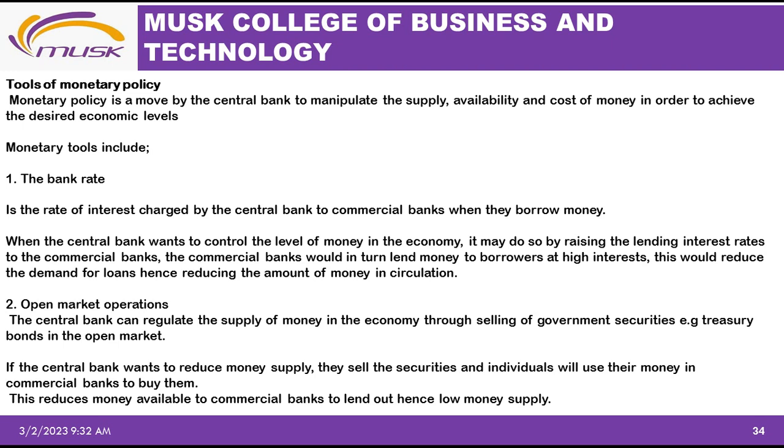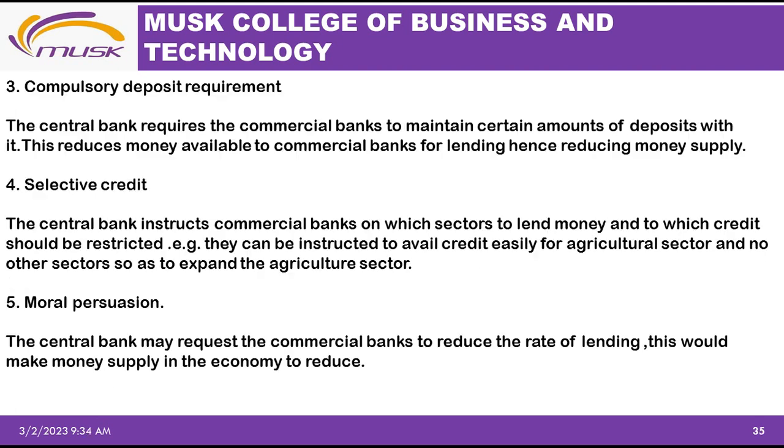And then we have open market operations. The central bank can regulate the supply of money in the economy through selling of government securities, e.g. treasury bonds. Then we have the compulsory deposit requirement. The central bank requires the commercial banks to maintain certain amounts. We have mentioned that. The other one is selective credit.